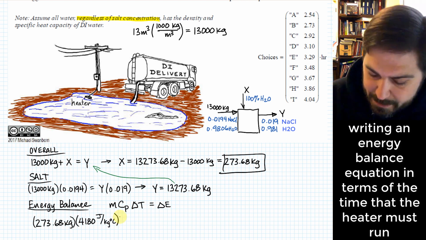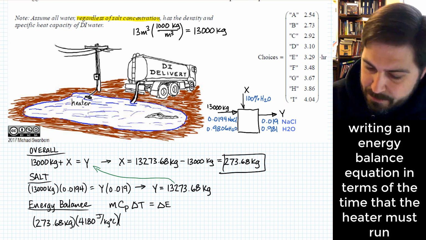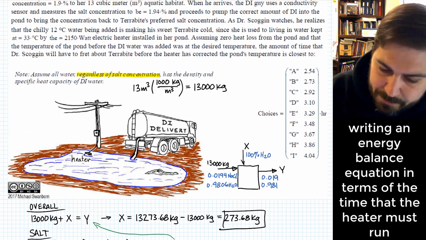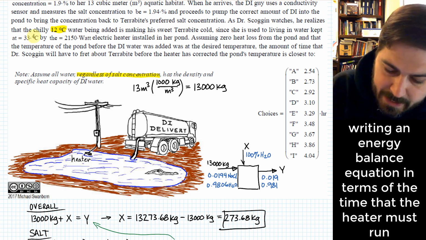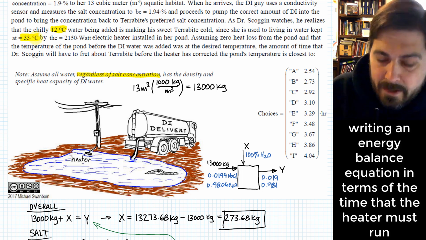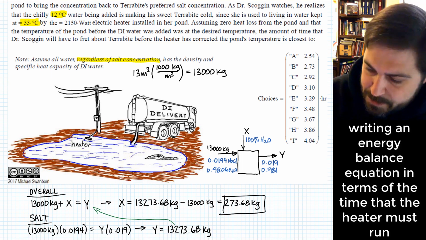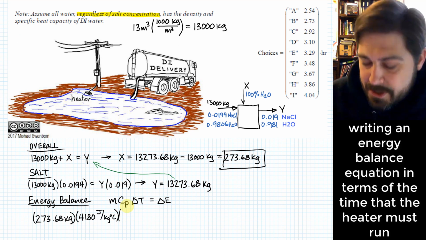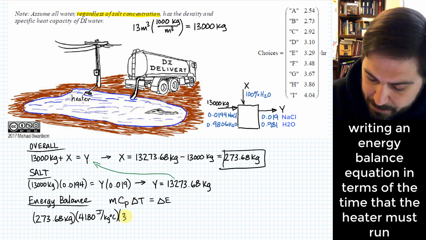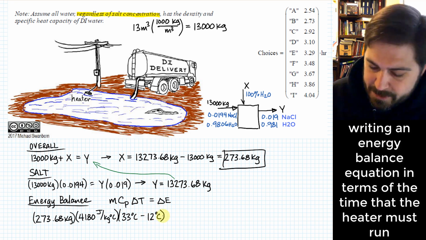And then we can specify a change in temperature. Keep in mind that the original temperature for this water was 12 degrees C, right? And it's being heated up to 33 degrees C. When we come up with the change in temperature, we take final minus initial, right? That water that we're adding was initially at 12 degrees and it goes up to 33 degrees. So it would be 33 degrees C minus 12 degrees C.